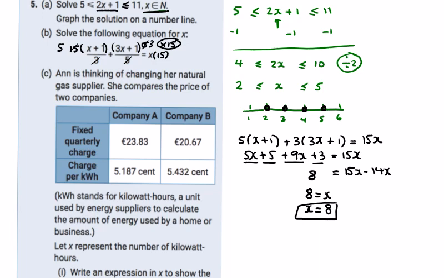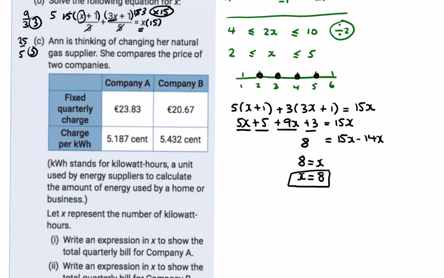Does this work? 8 plus 1 over 3, that's 9 over 3. Then we have 24, 3/8 plus 1, 25 over 5. So that's 3 plus 5. And you can see that is equal to 8, which is x on the far side.